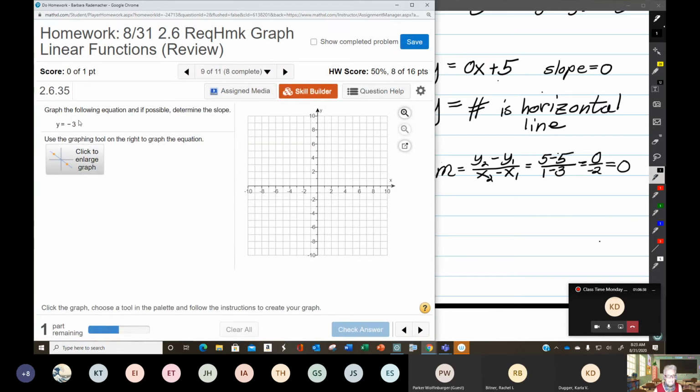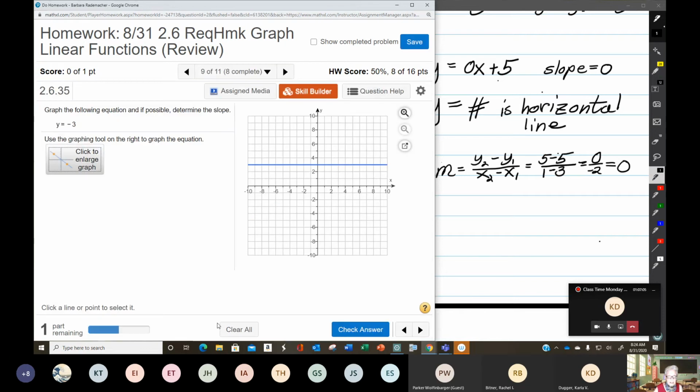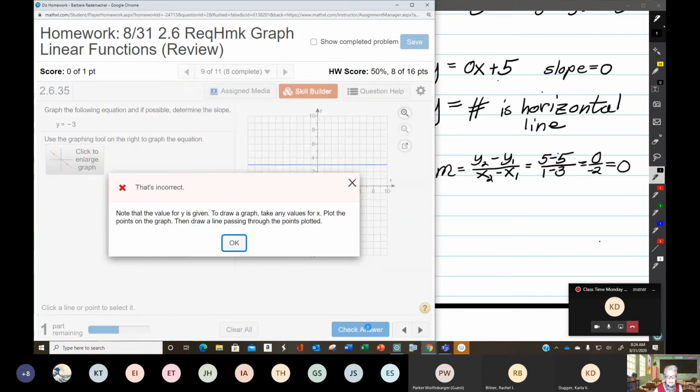All right, now we get another one, y equals -3. That's a horizontal line through -3 on the y-axis. So we can do these really quickly. Go to y equals -3, which is on the y-axis, and then go to the side any number of points you want.